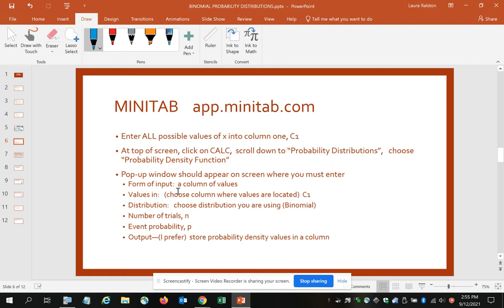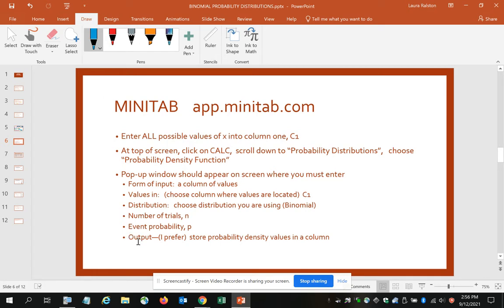You have to enter the form of an input. Are you doing a column of values or a single value? We typically do a column. Where did you put the values? We're typically going to put them in column 1. We have to choose the type of distribution. There's lots of different distributions we can calculate within Minitab. At this point, our focus is on the binomial. Then we have the number of trials. How many times are you going to perform the experiment? What's the probability of that particular event?